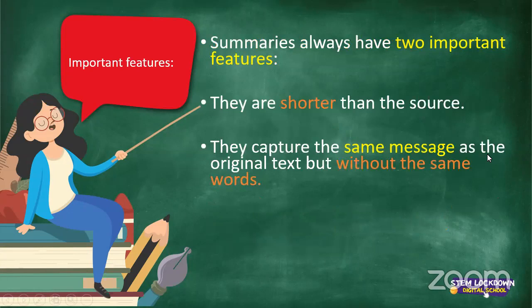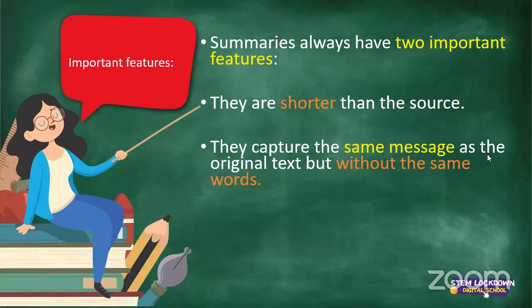Summaries have two important features, okay? The first feature is that they are shorter than the original text. And secondly, they capture the same message as the original text, but without the same words. So you need to remember that the two features of a summary are that they are shorter, and have the same message, but without the same words, okay?